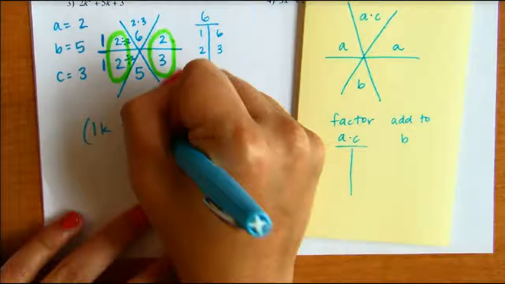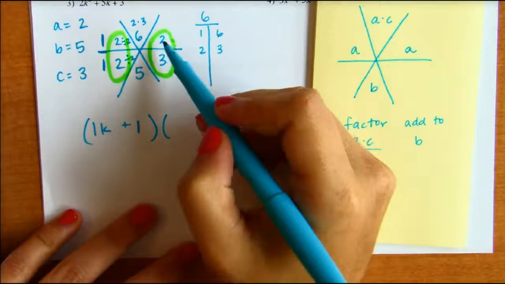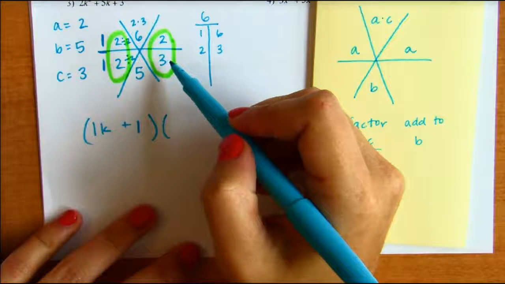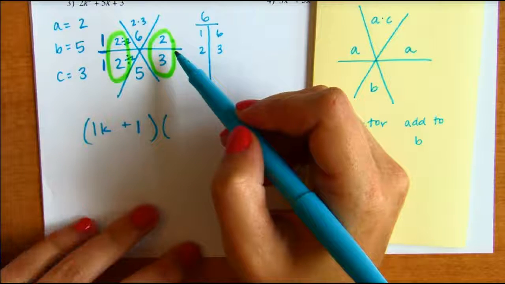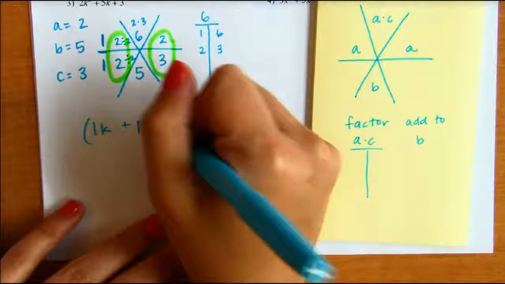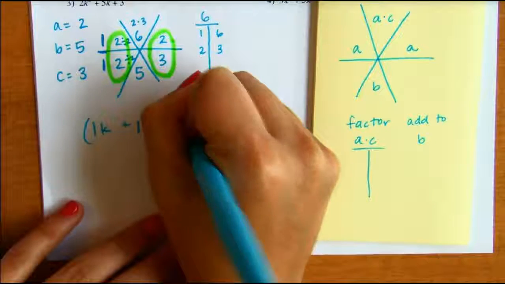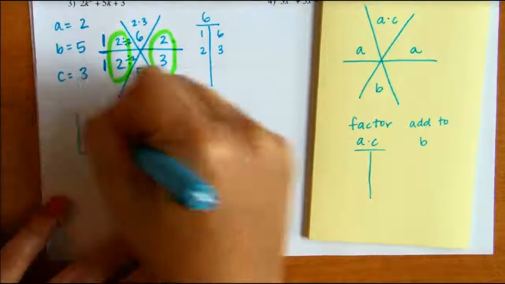Looking at my second set of fractions, 2 over 3, there's no number that goes into both of these except for 1. So that means this fraction is completely reduced. The 2 is going to go in front of k, and then I've got a plus 3 at the end. And that'll be it.